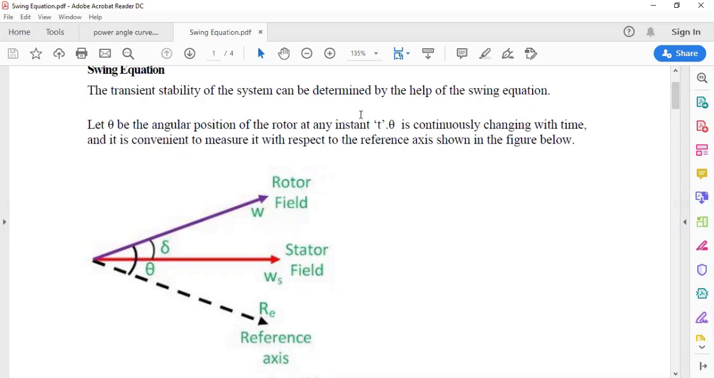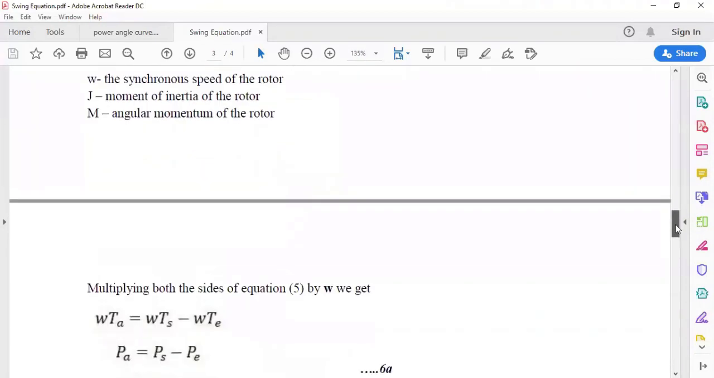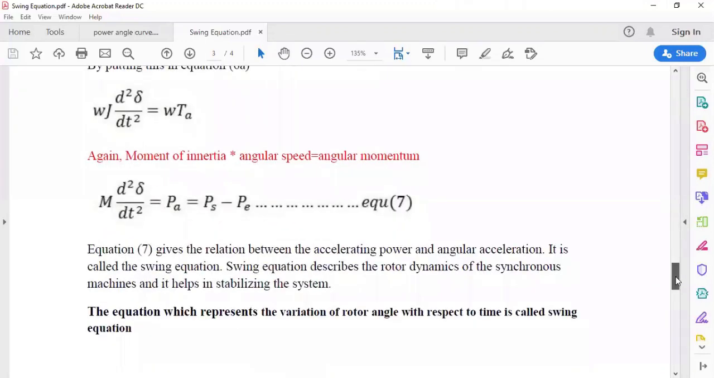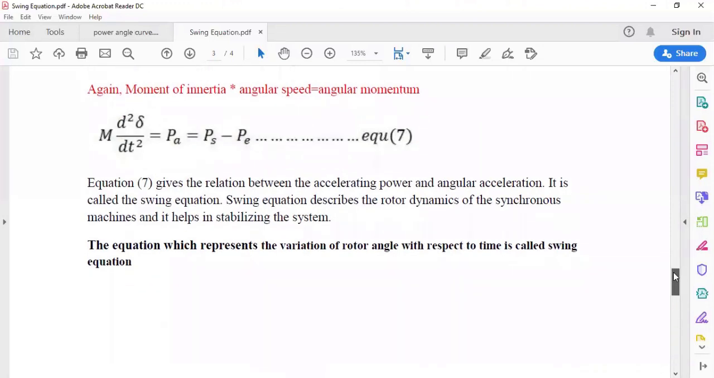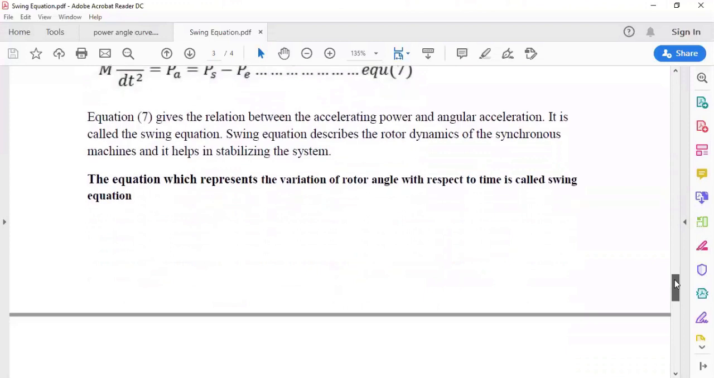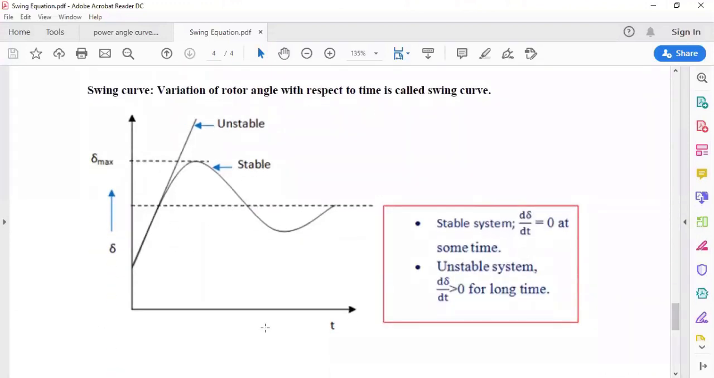This swing equation will give you the relation between the variation of delta, meaning the rotor angle, with respect to time. That equation gives you the relation between delta and time, which is represented with this curve, called the swing curve. Here you can see we have shown two curves. One is this one, another is the straight one.